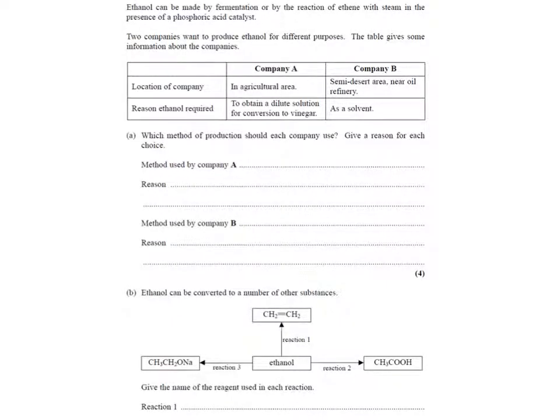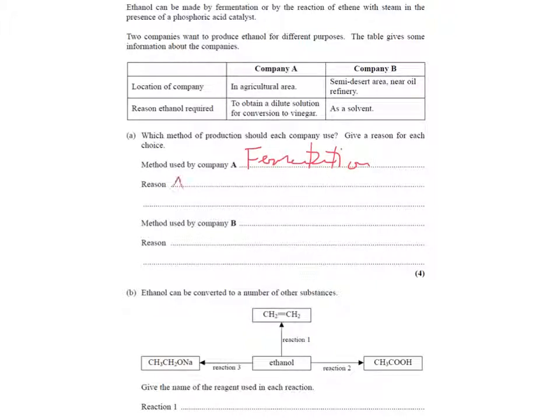This is an organic question on ethanol, and initially we're asked to compare different processes for producing ethanol. So, Company A is located in an agricultural area, and they require ethanol to produce vinegar, and they only need a dilute solution. Now, you've got two processes. We could use fermentation, or we could use the reaction of ethene with steam.